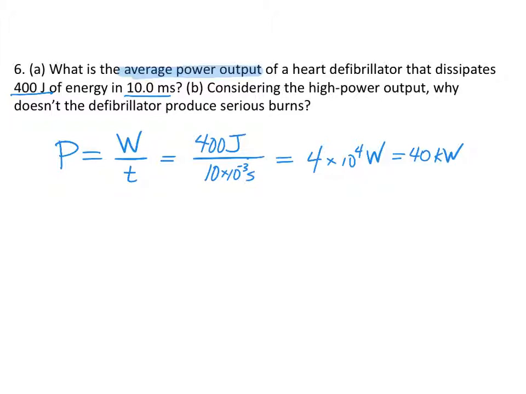You want to make sure you read that right and not think it's 4,000 joules in 10 milliseconds, or 4,000 joules in 10 seconds, right? That would need a shorter time than 10 whole seconds, in milliseconds. All right, so that's part A of the problem. We got our 40 kilowatts out of that.